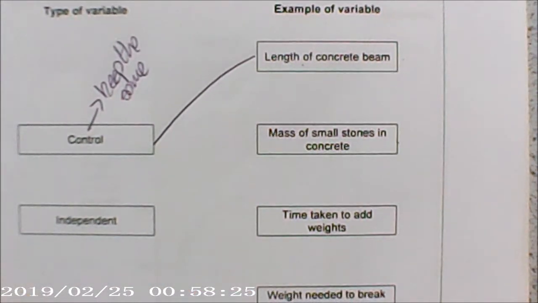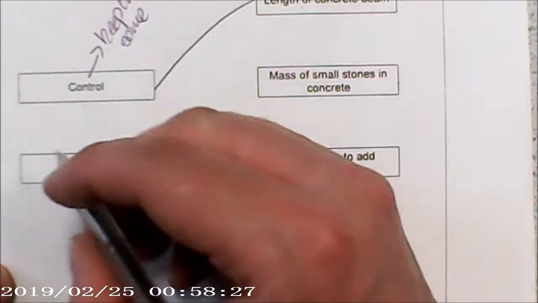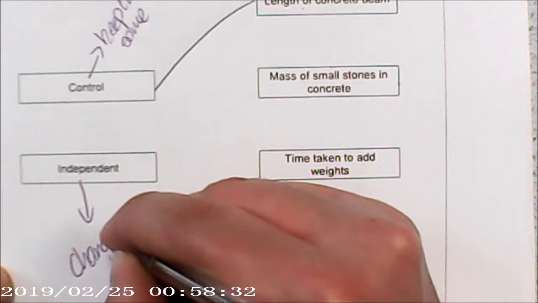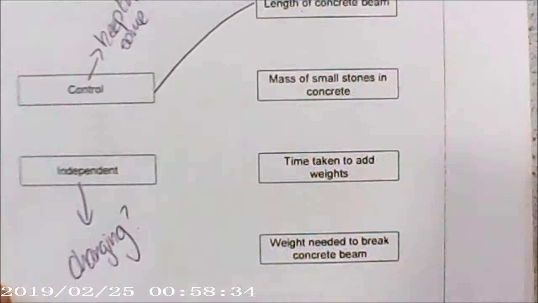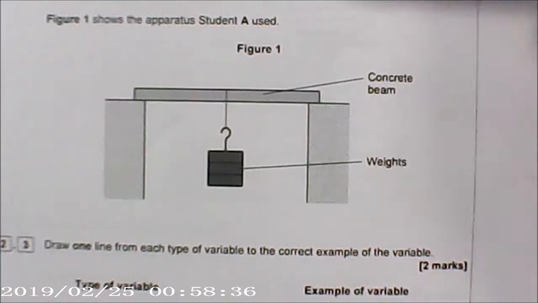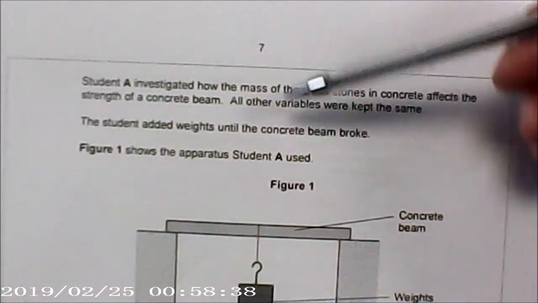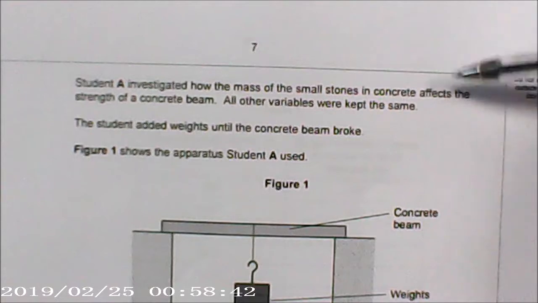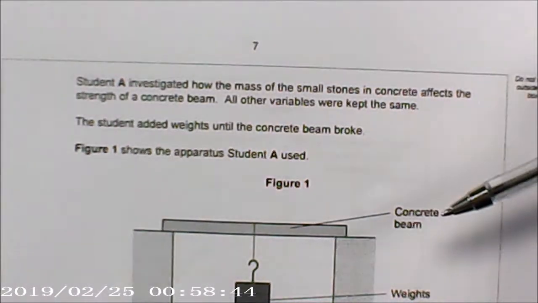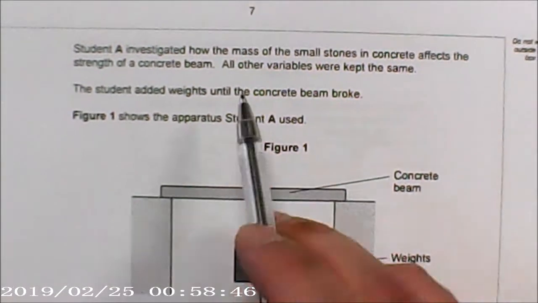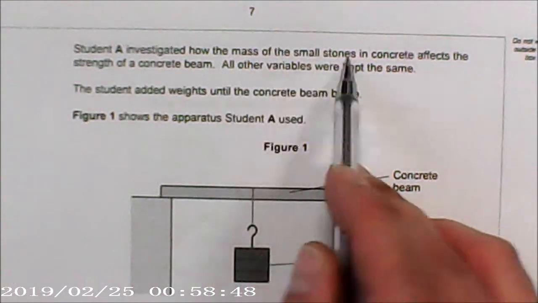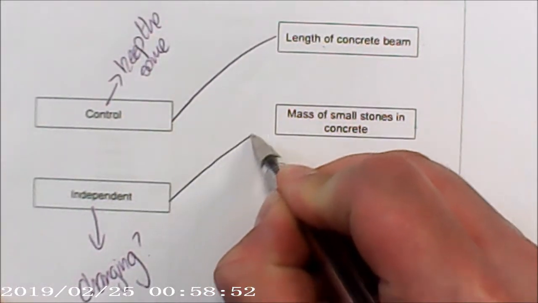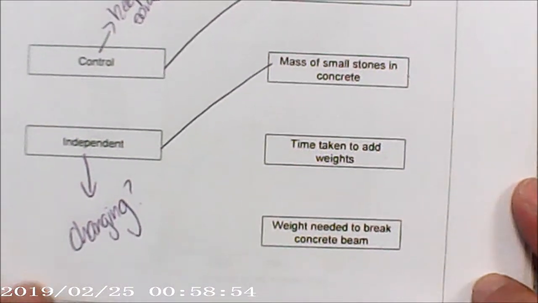Okay. Next one, the independent. So this is what they're changing. So what is being changed each time? And it says in here at the top, investigated how the mass of the small stones in concrete affects the strength of the concrete beam. So they're changing the mass of the small stones. So that one is going to go to here.